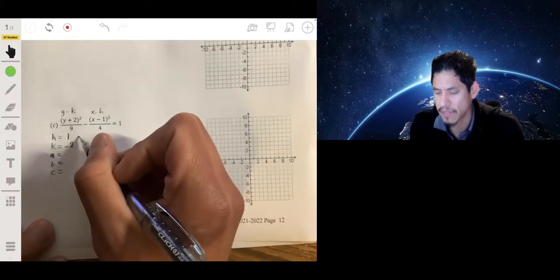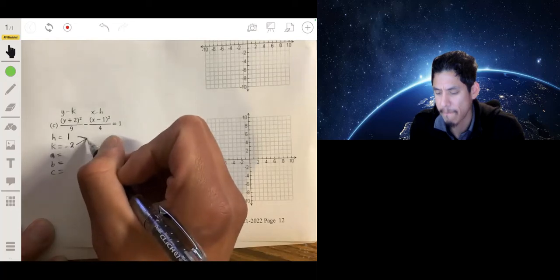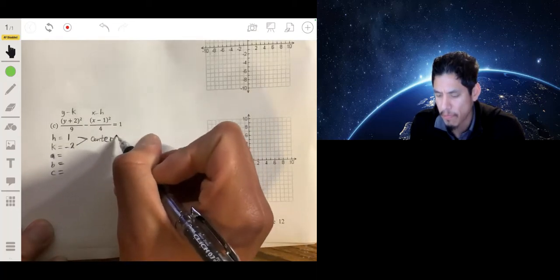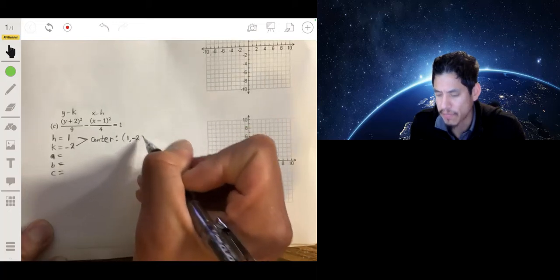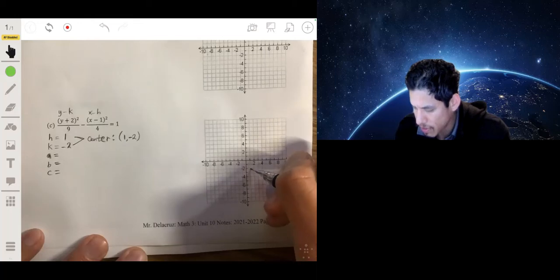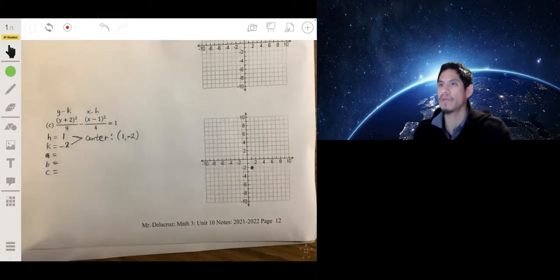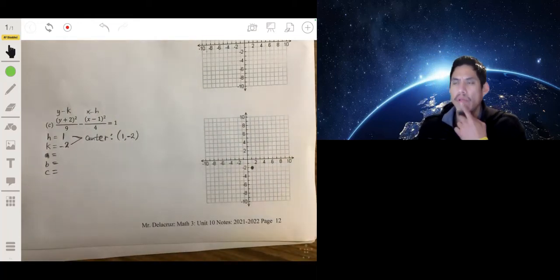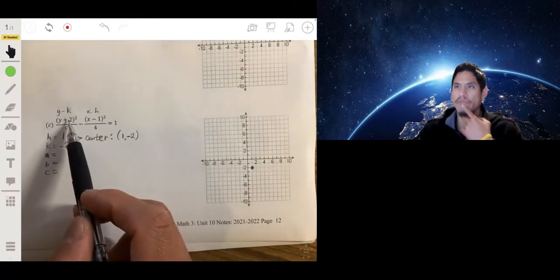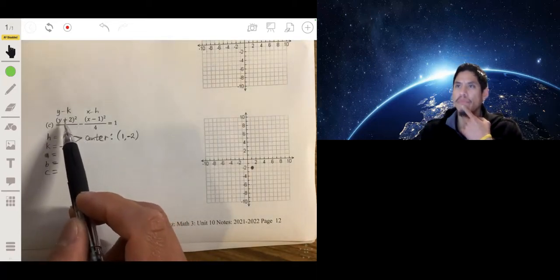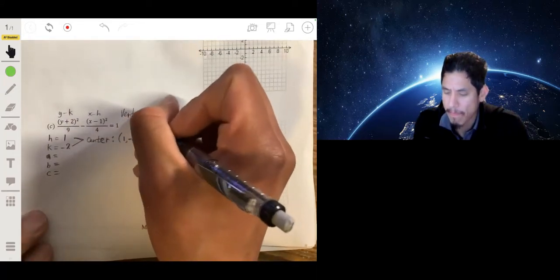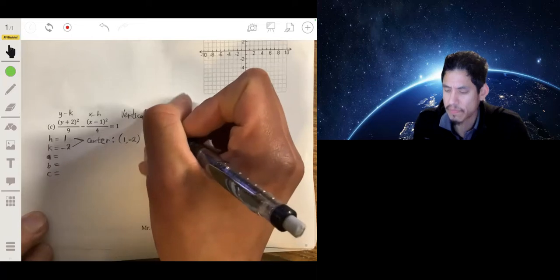And so that tells us that the center will be at 1, -2. So we can start there: 1, -2, our first point. Now, this is going to be a vertical hyperbola because the y group comes first. It's y minus x, so it's going to be vertical. It's going to open upward and downward.